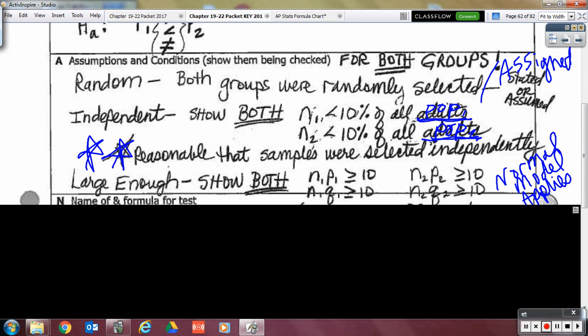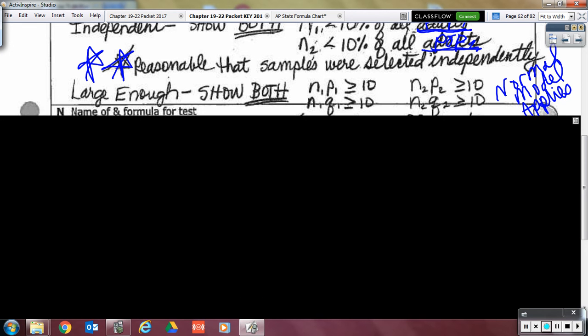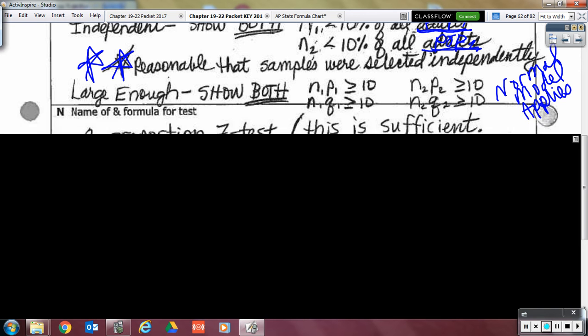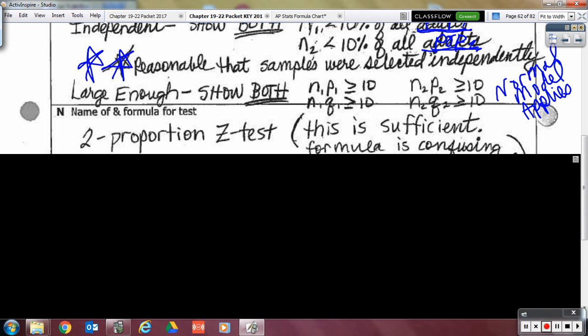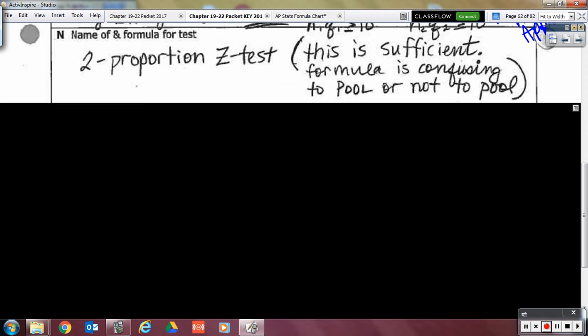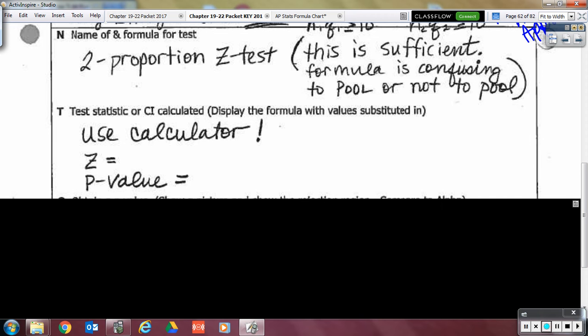And finally, for our large enough condition, we've got proportions, so it's np and n times 1 minus p are greater than or equal to 10. You do it for group 1 and group 2. And finally, normal model applies. Okay, so not much different there. This is a 2 proportion z test. So instead of a 1 proportion interval or a 1 proportion z test, it's now a 2 proportion z test. And then the next part is where, when you use your calculator, you can then just write down the z score and the p-value. So that is allowed, to just write down your z score and your p-value.